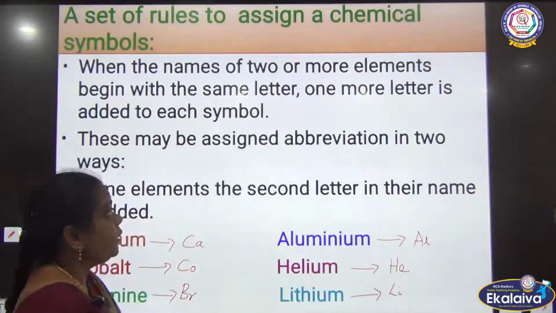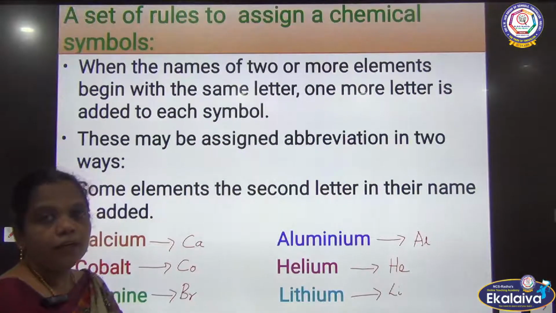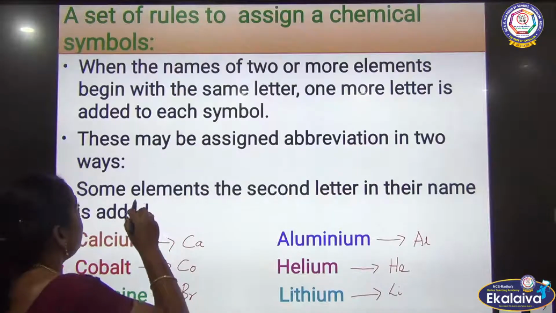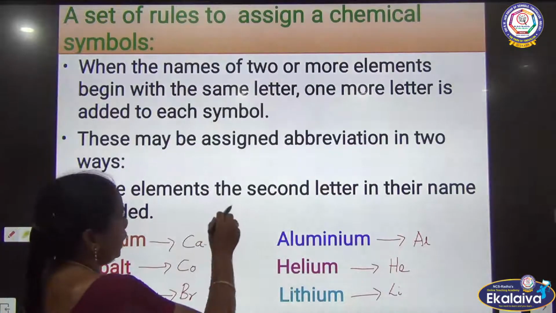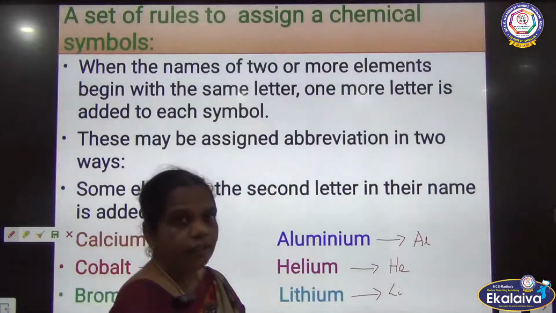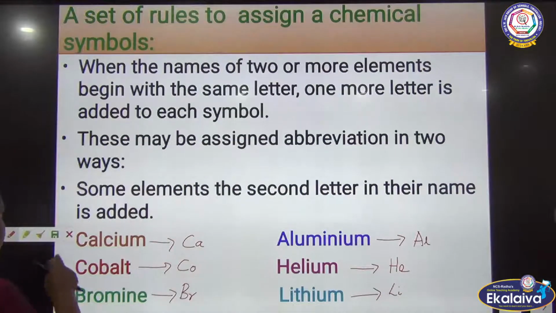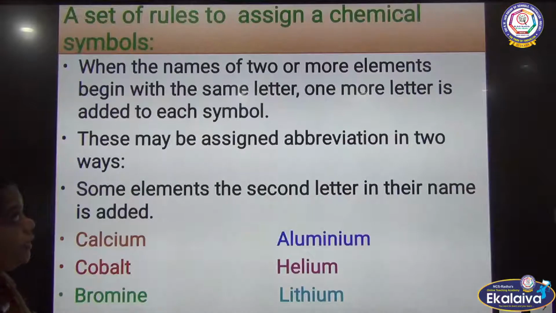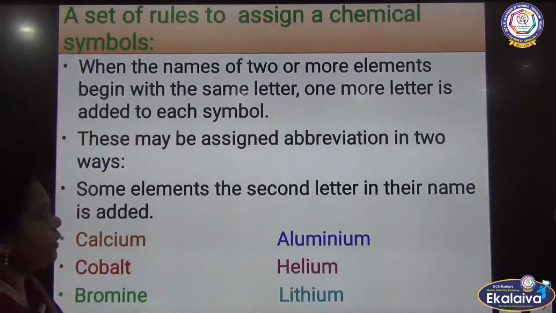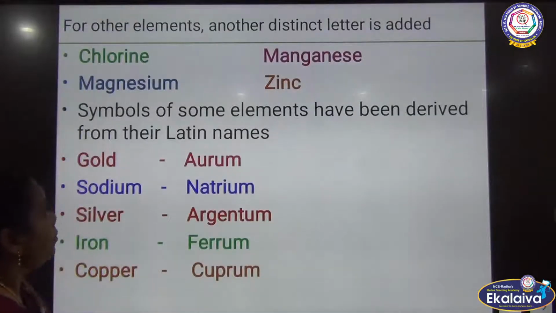So now listen children, if two or more elements begin with the same letter, we are going to follow this rule. We are going to take the abbreviation in two different ways. One is combining the first letter with the second letter to assign the symbol of the element. And next, one more rule. If two or more elements have the same letter, how to assign the symbol?